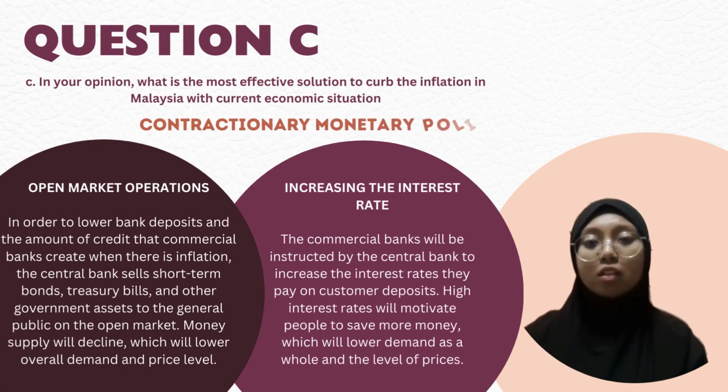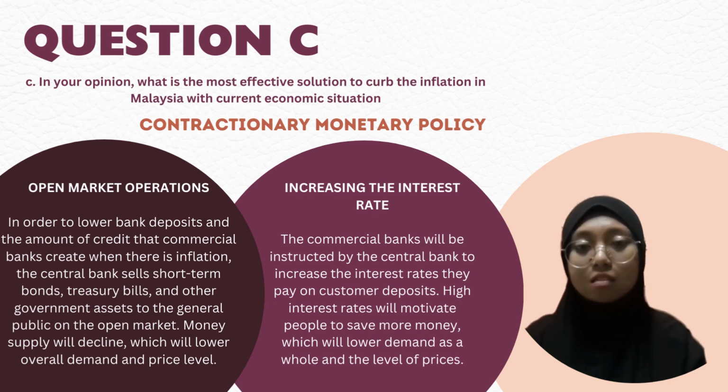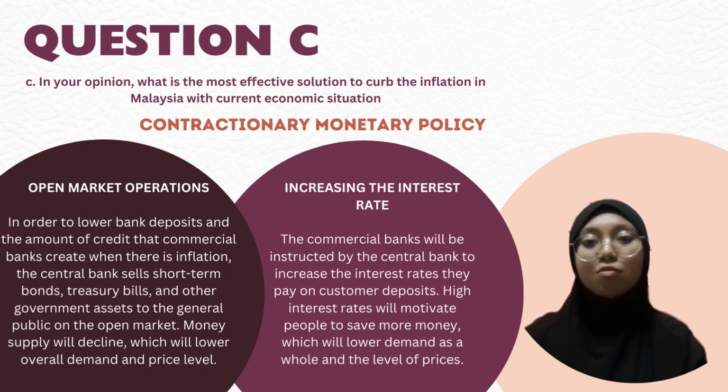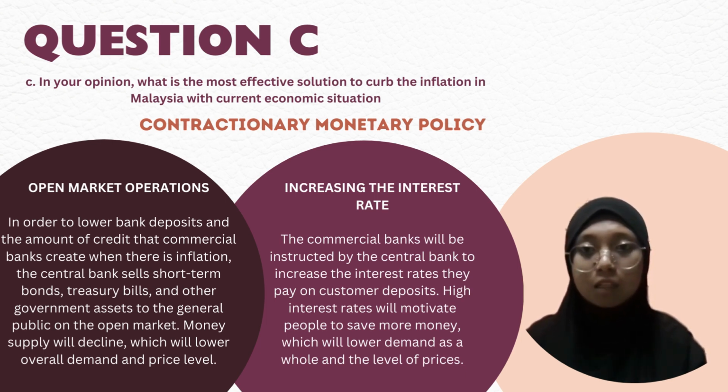The last one is that the Malaysian government must increase the interest rate. The central bank will direct the commercial banks to raise their interest rates for deposits from the public. The high interest rates will encourage the public to save more and increase the savings level to decrease the aggregate demand and price level.